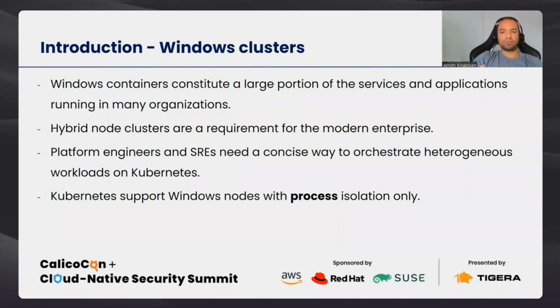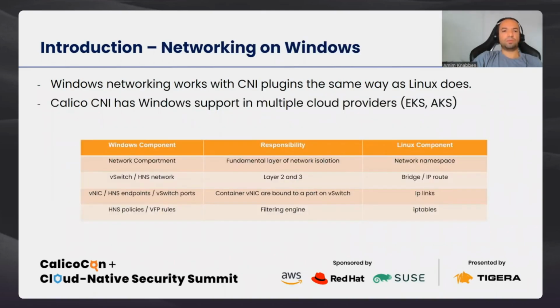Kubernetes supports Windows nodes with process isolation only. Hyper-V is still not supported upstream. Networking on Windows works the same way as the CNI plugins run on the Linux box. The Calico CNI has Windows support in multiple providers, AKS and EKS for example.